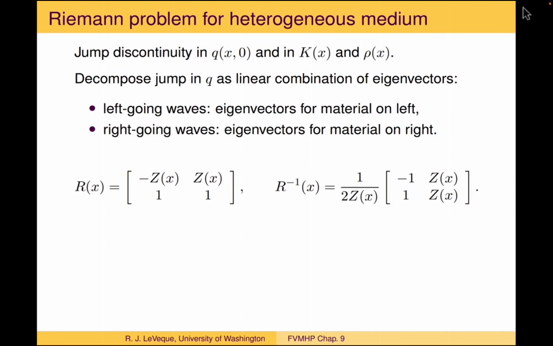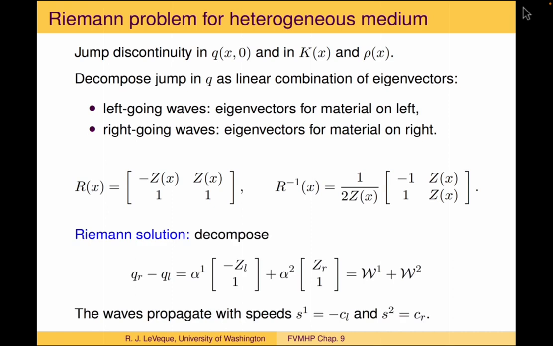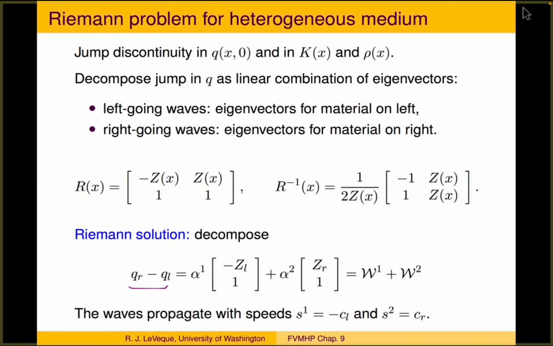So for the case of acoustics, where the eigenvectors are minus E1 and plus E1, we can easily work out the inverse matrix. And so the idea now to solve this generalized Riemann problem is that whatever jump in Q we have, the jump in pressure and the jump in velocity, we want to write it as a linear combination of minus ZL1, which is the eigenvector corresponding to the left-going wave in the material on the left, and ZR1, which is the eigenvector corresponding to the right-going wave through the material on the right.